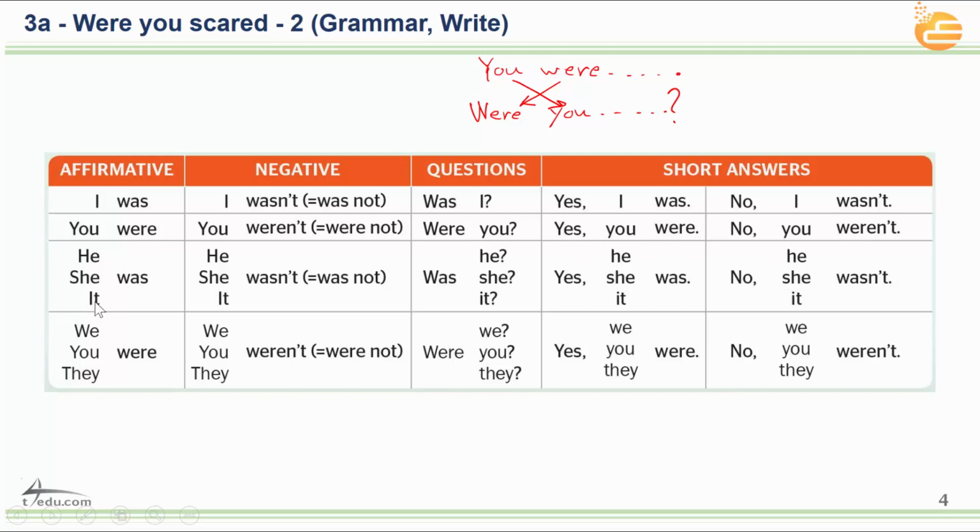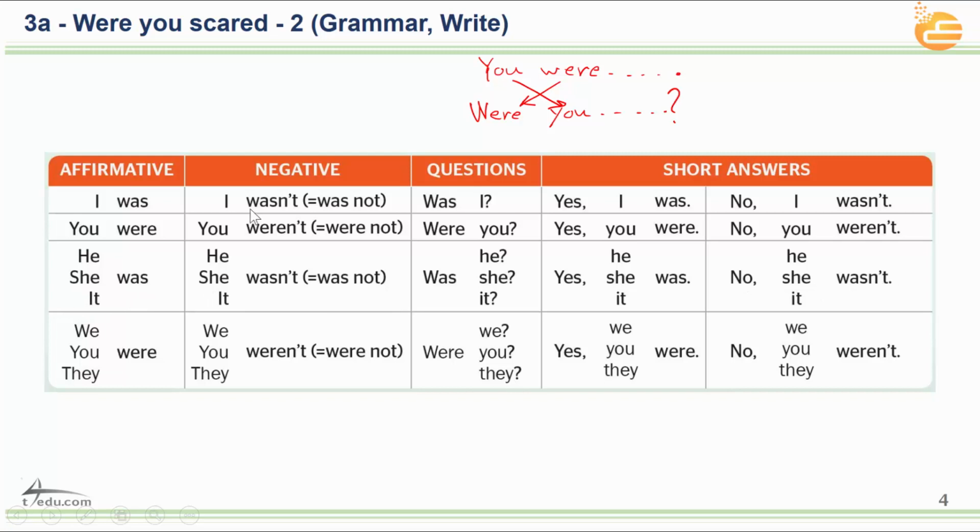With he, she, it, we should use was. He was. With the negative, he wasn't or he was not. Questions, was he? Answers, yes he was or no he wasn't. She was. She wasn't or she was not with the negative. Questions, was she? Answers, yes she was, no she wasn't.